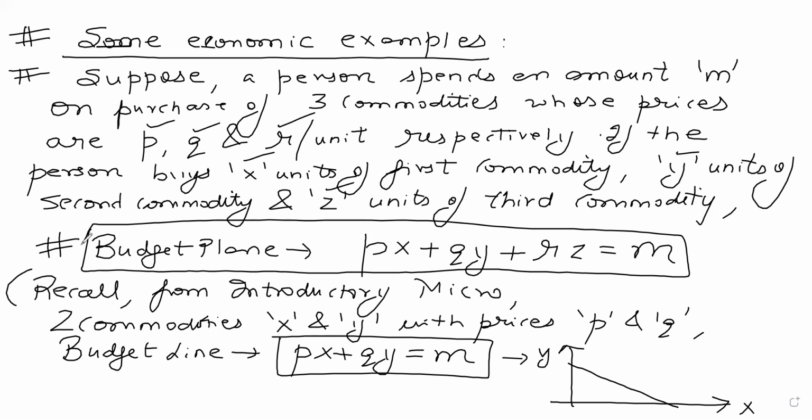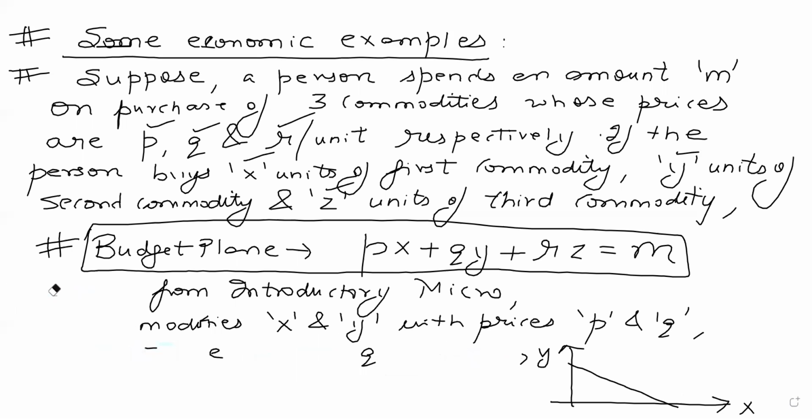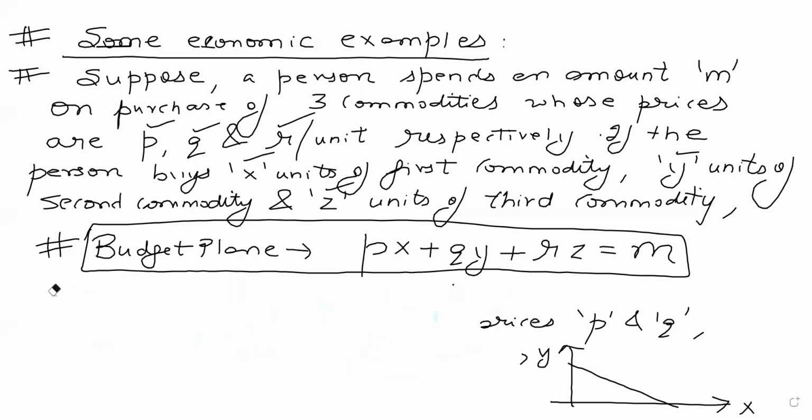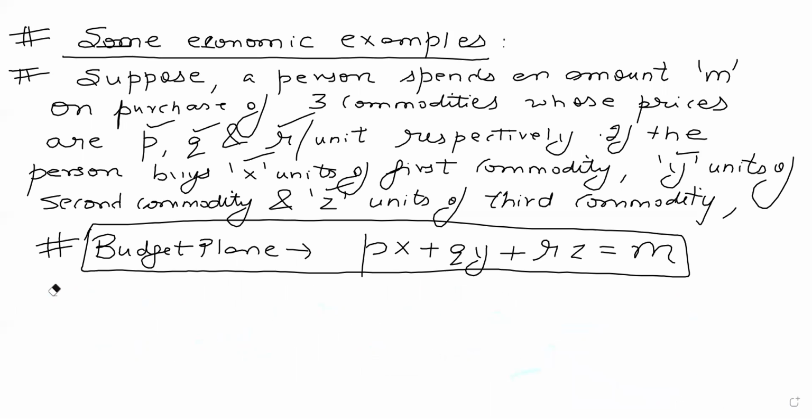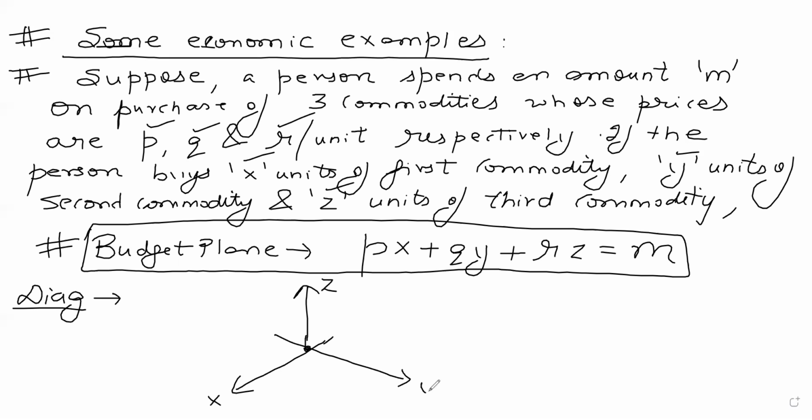So if I erase the stuff which we have learned in basic introductory microeconomics, which was just done to relate concepts to all students, and actually draw the diagram of the budget plane, how is it going to look like now? The diagram of the budget plane will be somewhat like this. This is my Z-axis, X-axis, Y-axis.